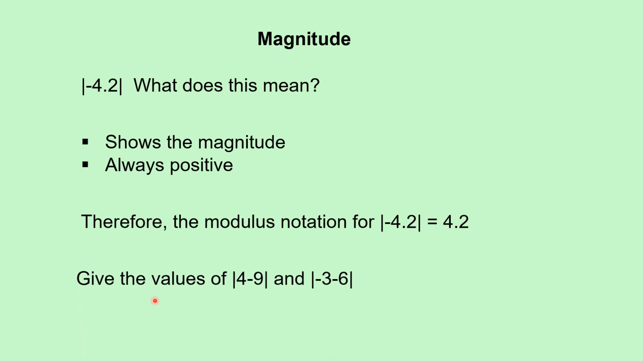So now give the values of the modulus of 4 minus 9 and the modulus of negative 3 minus 6. So the answer should be, for the first part, 4 minus 9 is negative 5, so the answer is 5. And the second part, negative 3 minus 6 actually is negative 9. But because the modulus notation is written like this, the answer is not negative 9, but you have to answer as 9. So this is the magnitude.